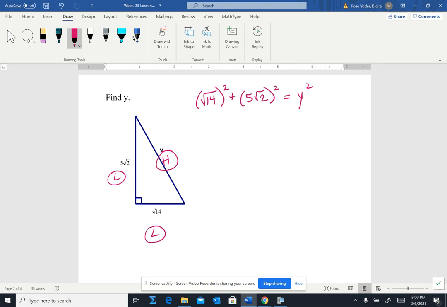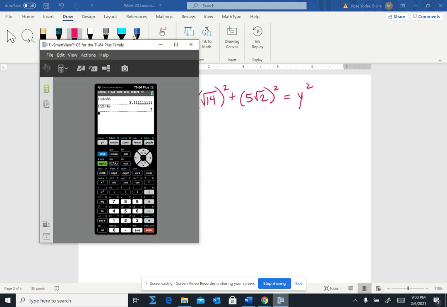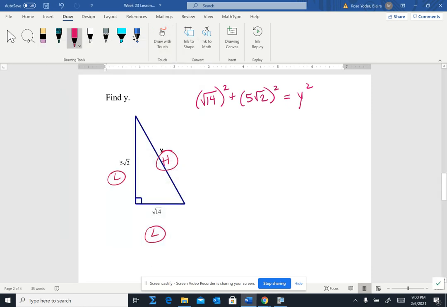Good news though, there's a really easy way to square a square root. They just cancel each other out. So here's what I mean. If I do square root of 14 and then I square it, I just get the 14. The square and the square root undo each other.